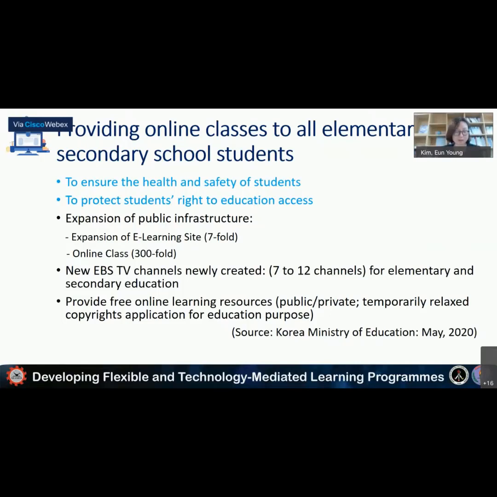Korea started online classes for students from first grade to the 12th grade in May. In order to have that kind of implementation, we had to prepare certain features in terms of hardware. There were 2 purposes to provide online classes. One is to ensure the health and safety of students because of the pandemic. We maintained our social distance policy. And then to protect students' right to education access.